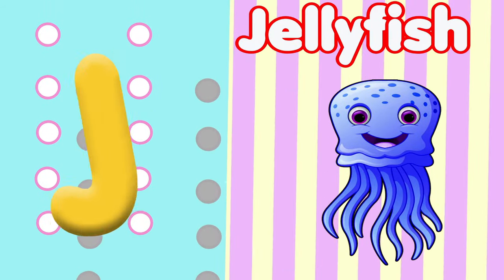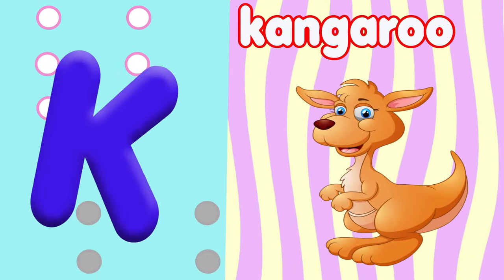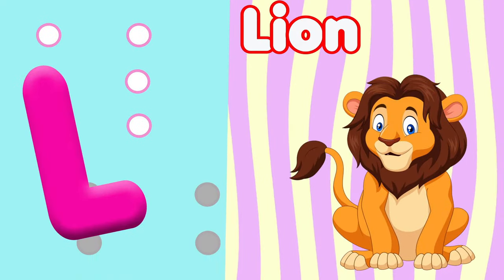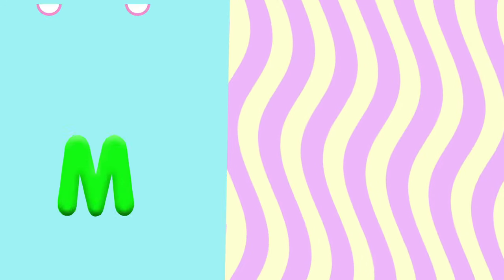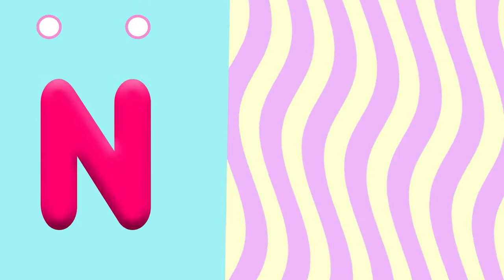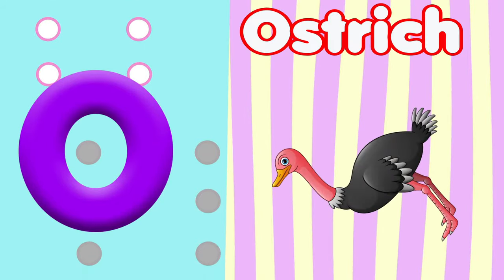Jellyfish. Jellyfish. K is for mouse. M-mouse. N is for newt. N-newt. O is for ostrich. O-o-ostrich.